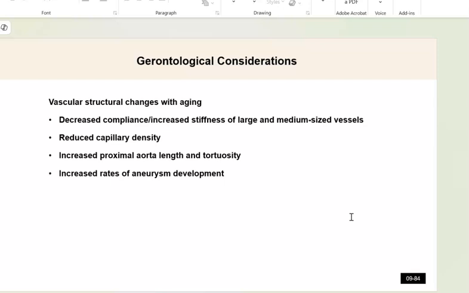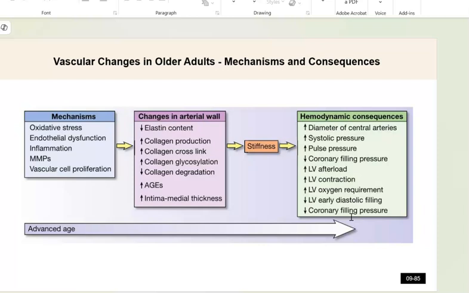So the stiffness and the endothelial dysfunction are 2 changes that we see with age. We also can see reduced capillary density, increased proximal aorta length and tortuosity, and increased rate of aneurysm development. Beautiful slide here. I love this one. That tells us the mechanisms here, the changes in the arterial wall that leads to the stiffness, and the hemodynamic consequences here. And these worsen with age.